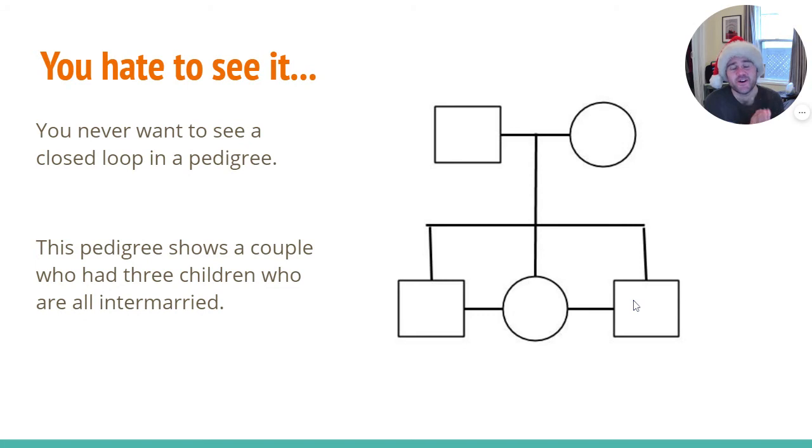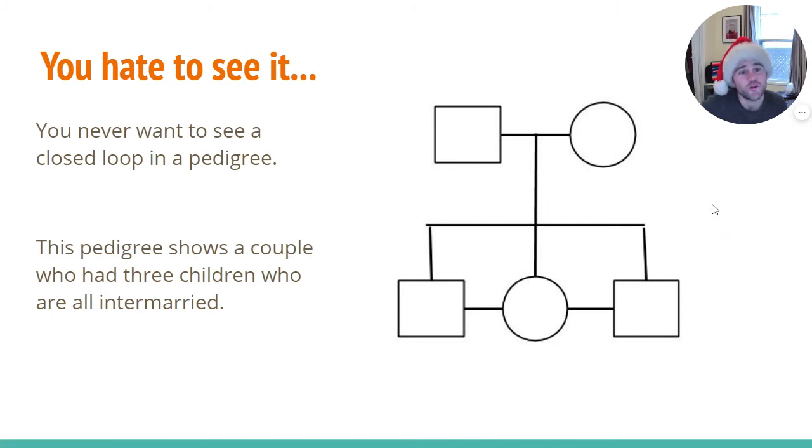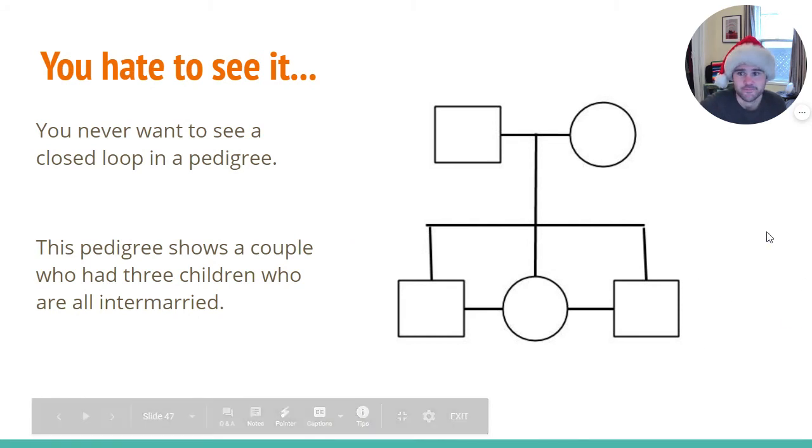And then especially avoid closed loops. Anytime you show a closed loop in a pedigree, what you're showing is that 1 couple had 3 children, 2 sons and a daughter, and they're all intermarried. Don't, when you do your pedigree, make a closed loop. That's a problem.